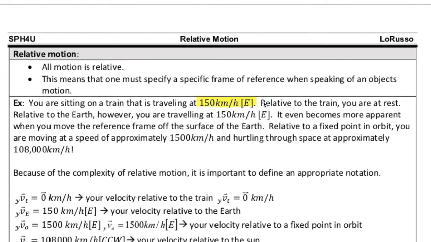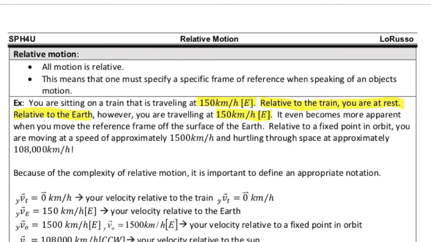So relative to the train, however, you are at rest, because if you're sitting on the train, you and the train are moving together as one. So from the perspective of the train, you appear to be at rest. However, relative to the earth, you are traveling at 150 kilometers per hour east, because the train is traveling at 150 kilometers per hour east with respect to the earth.